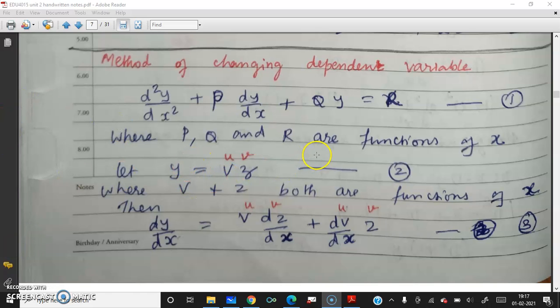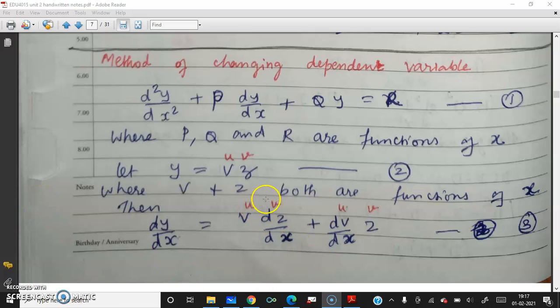Students, now we'll see the method of changing the dependent variable. In this method, the equation is of the form d square y by dx square plus p dy by dx plus qy equal to r, where p, q are functions of x. What you have to do is substitute y equal to vz, where v and z both are functions of x.